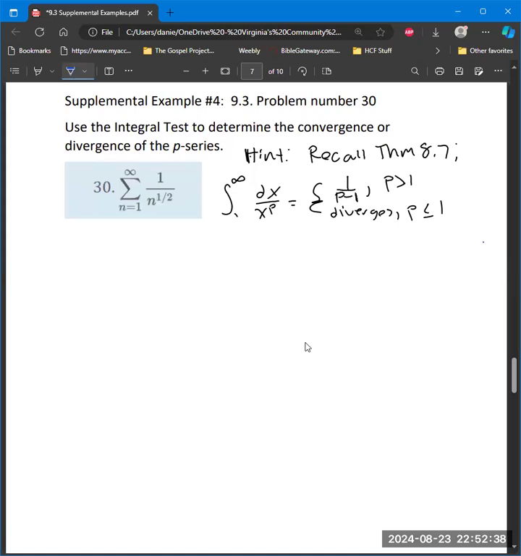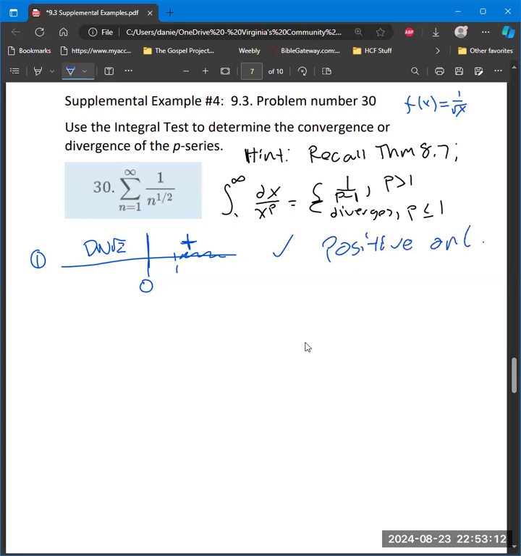Let's just prove that this is positive, continuous, and decreasing. So 1, if f of x is equal to 1 over the square root of x is basically what we have, then the function does not exist over here for values that are less than 0. It's going to be positive, so check, it's going to be positive on 1 to infinity.